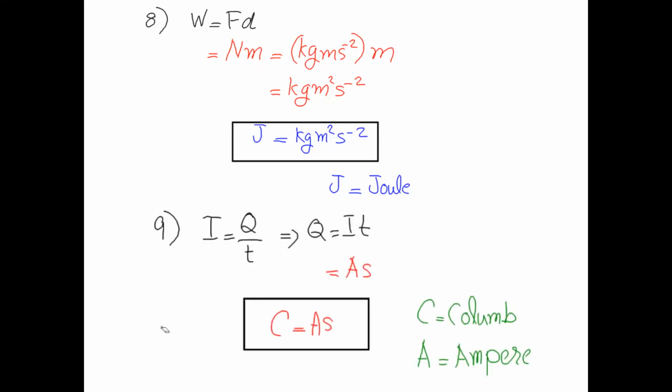I is equal to Q upon T. Q is equal to IT. It's ampere into second. Ampere into second is coulomb. Normally, what they did, these British scientists, they used the names of their scientists to put the unit titles like joule, like coulomb, like ampere. So the formula is famous. Current is charge upon time. So I rearranged it. I made Q as the subject. So coulomb is ampere into second.